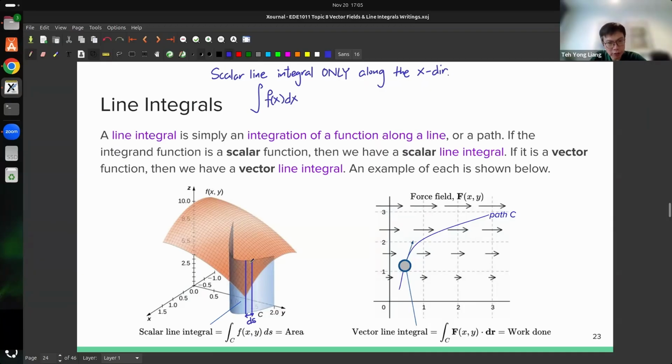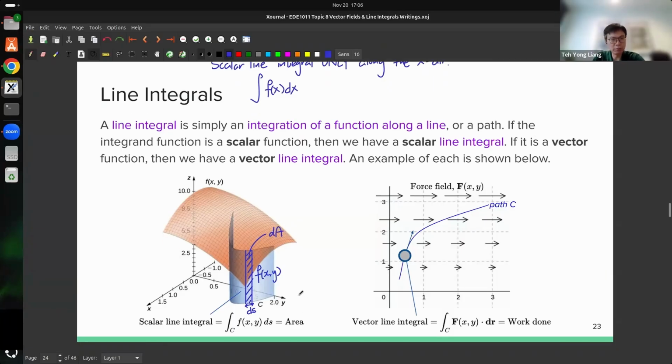So that means you are actually looking at this area. This blue shaded area is f of xy because the height is f of xy. Then you take this height times width ds. So therefore, it's this shaded area. Correct or not? So this shaded area is like what? It's like dA.